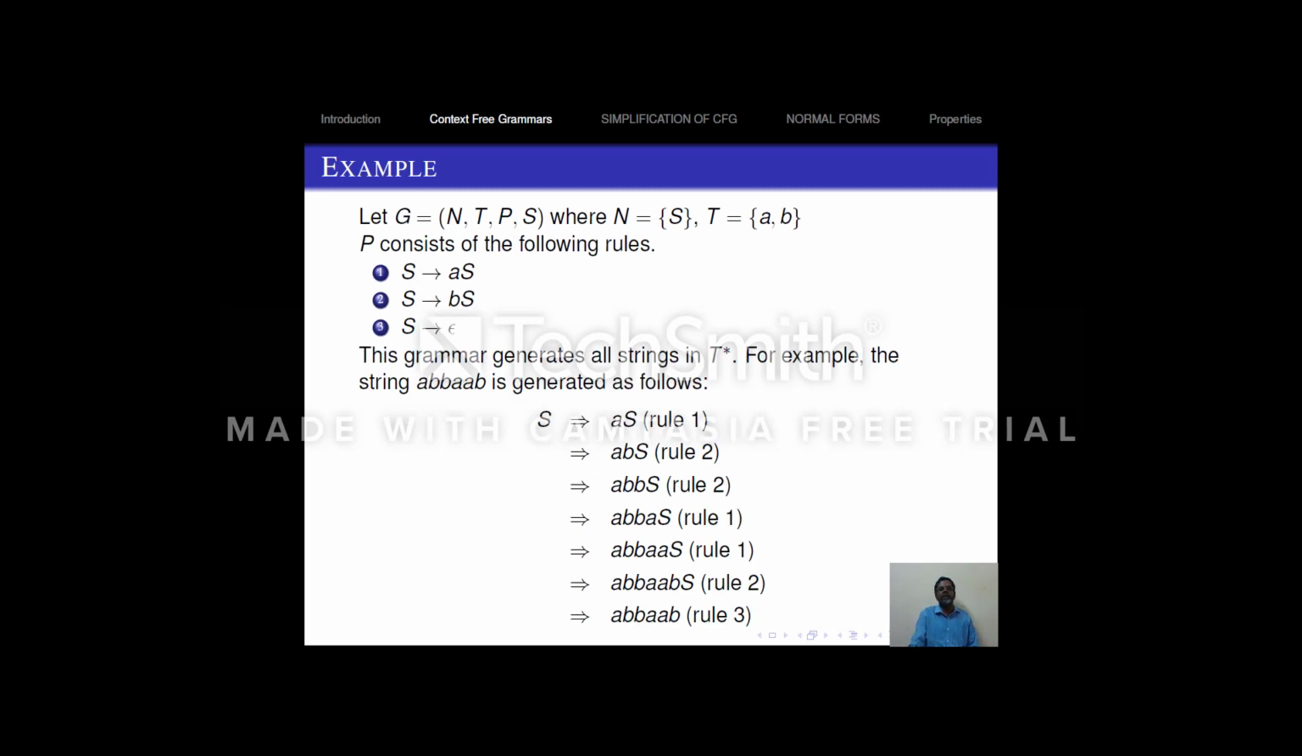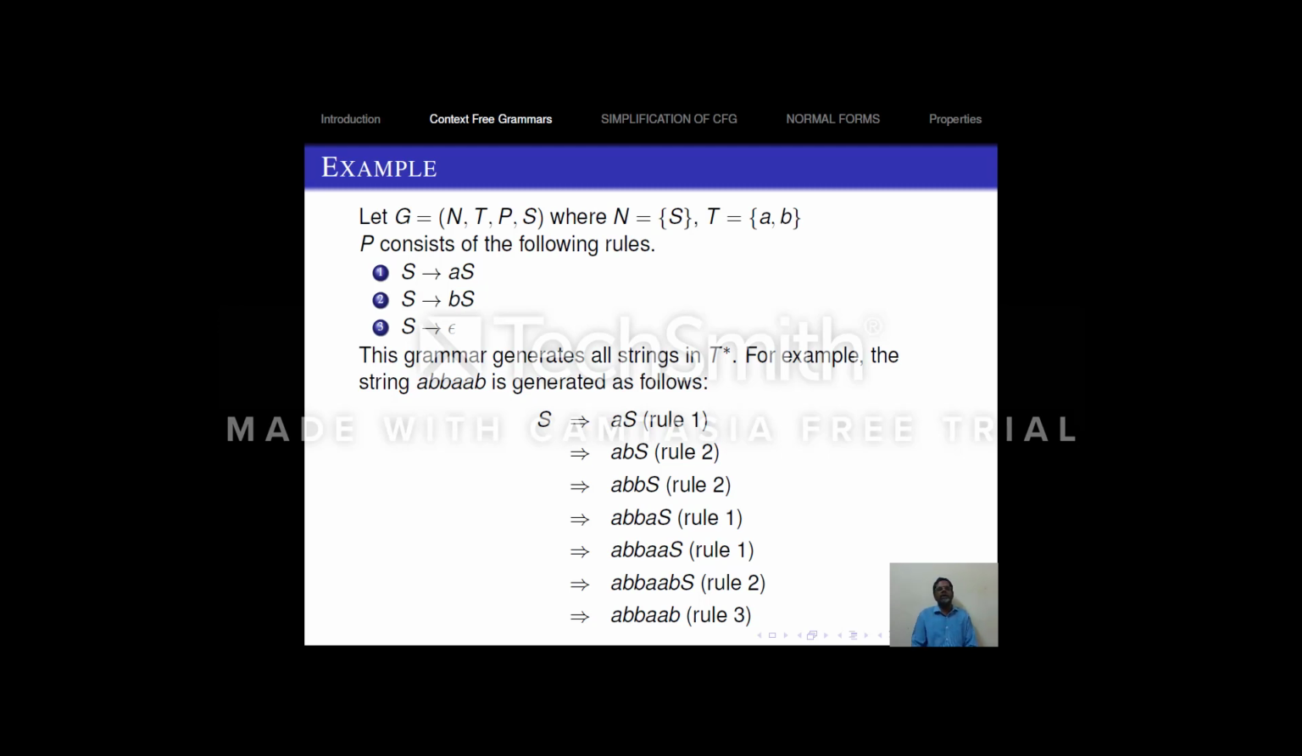In the same way here, if I have a rule, S goes to AS, S goes to BS, S goes to epsilon, then null word of length 0.